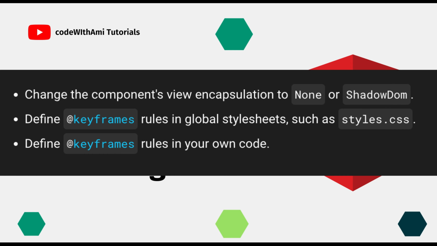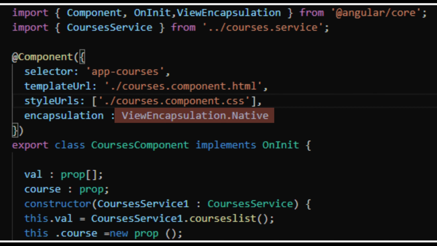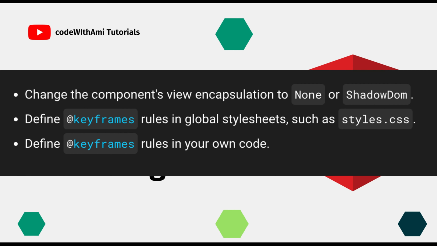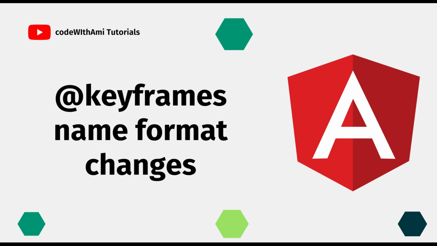To accommodate the breaking change, you can change the component's view encapsulation to None or ShadowDom, or define @keyframes rules in a global style sheet such as styles.css. Define @keyframes rules in your own code. So these are basically the solutions if you don't want to break the application.